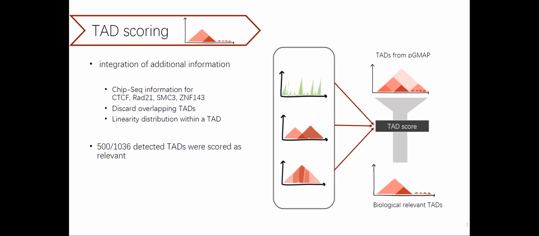We integrated further additional biological information, mainly ChIP-seq, like CTCF, RAD21, SMC3, and ZNF143, and discarded overlapping TADs, like you can see in the middle of the image. And also we took the linearity distribution within a TAD into account, and that led to a reduction of detected TADs to 500 biologically relevant TADs.